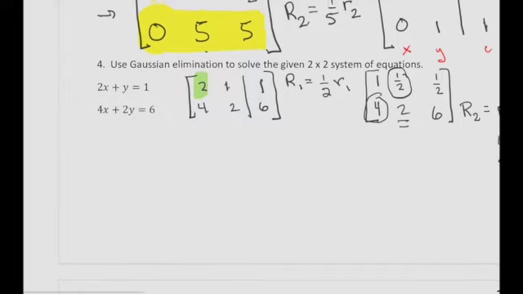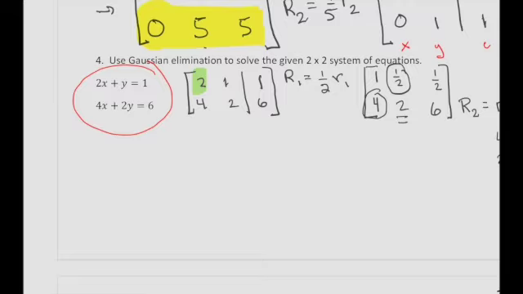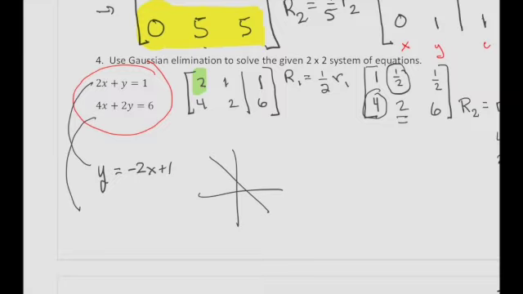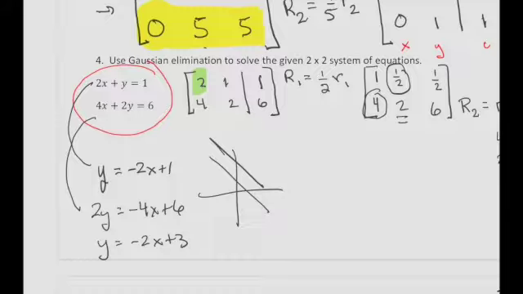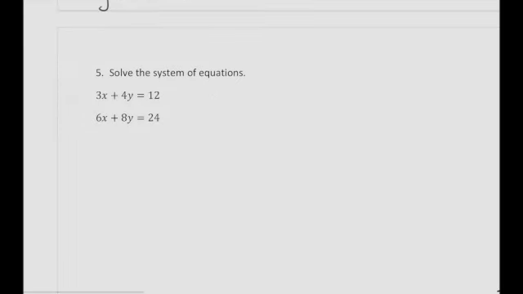Now, if we come over here, y equals negative 2x plus 1. It's going to be this line when you graph it. This one, let's see, 2y equals negative 4x plus 6, divide by 2. Oh, you know why there's no solution? Because these two lines are parallel. They have the same slope, okay? So there isn't any point in common. It's a no solution situation. All right. Feel free to pause and let's practice again.